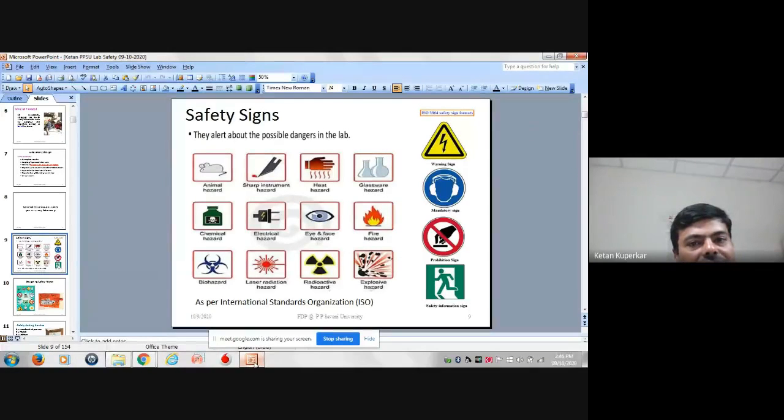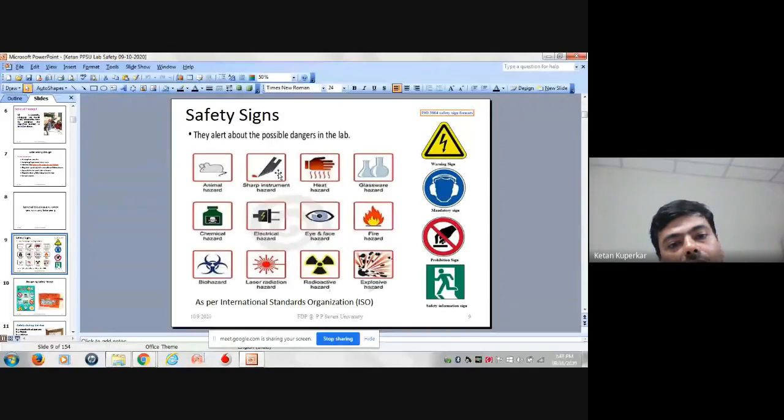Now, these safety signs are alarming signals or alerts shown to any person or any individual which can make him aware of all the possible dangers which he could face in the laboratory. You may see this particular stack of different cartoons or animated figures where you can have animal hazard or sharp instrument or heat glasswares, because all laboratories have different components. So they do have glassware components, they do have chemical components piled up with the electrical works or the fire alarming system.